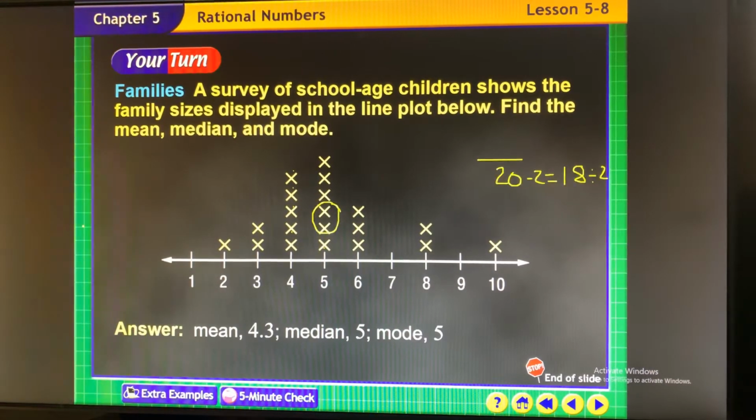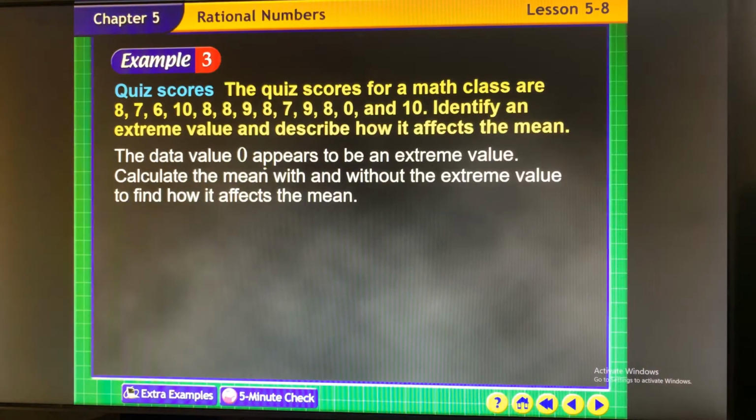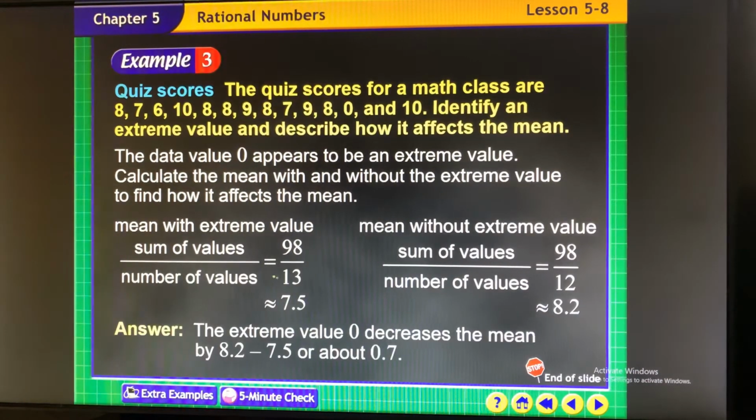And there you go. Quiz scores: identify the extreme value. Can you see the extreme value? 0 is the extreme value, and it's going to affect your mean by dragging it down. That's the only thing you need to tell me. You can find the mean with it and find the mean without it, and you can see the difference. So it dragged it down here versus here, it kept it at 8 2/10.